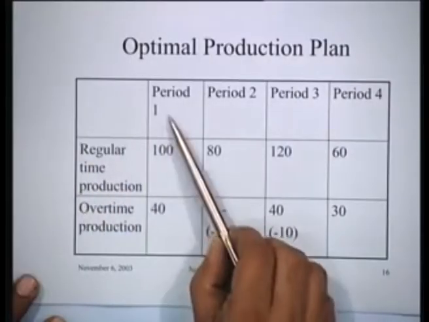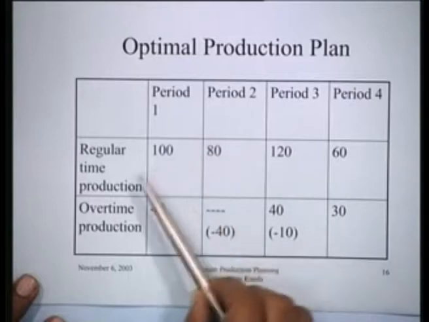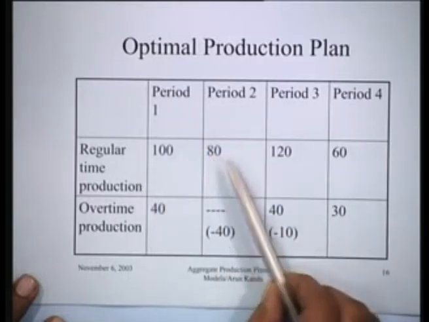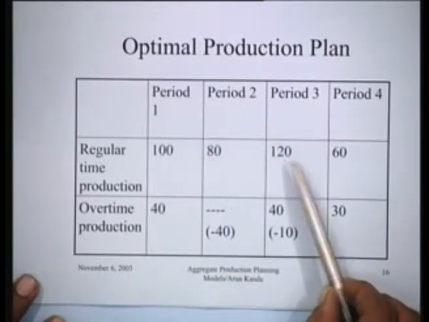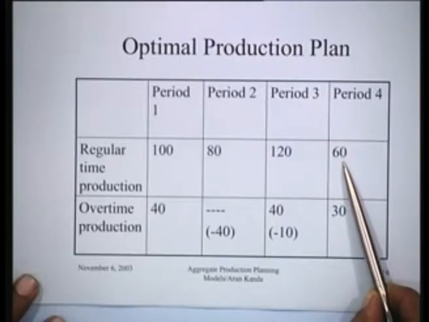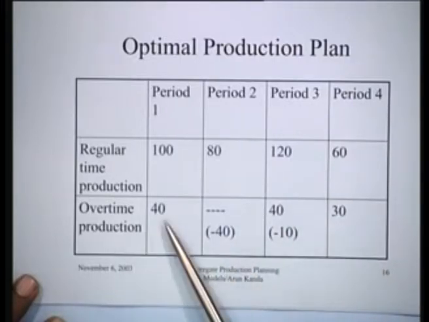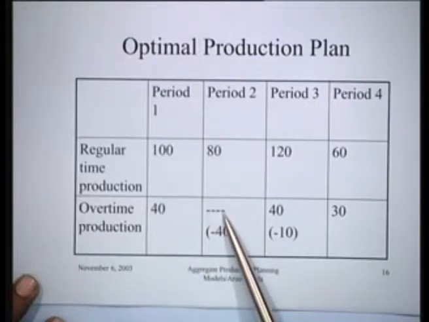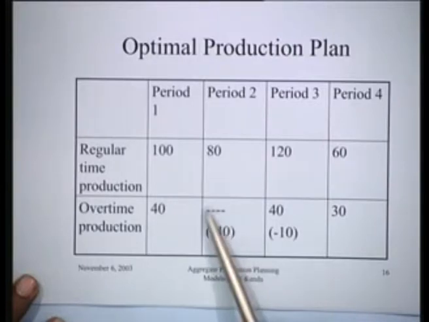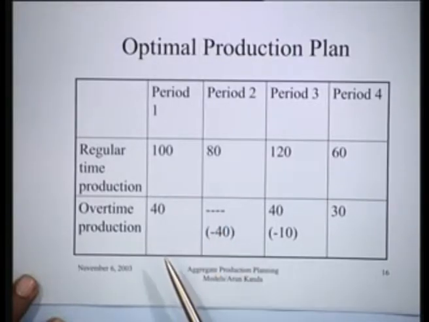You can see, for instance, that the regular time production in the first period will be 100. The regular time production in the second period will be 80. In the third period it is 120, and in the fourth period it is 60. And as far as the overtime production is concerned, it is 40 in this period. There is no overtime production in the second period; 40 was the capacity, but we are not producing anything on overtime there.